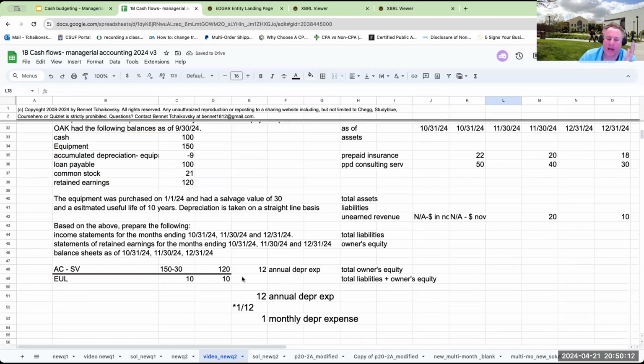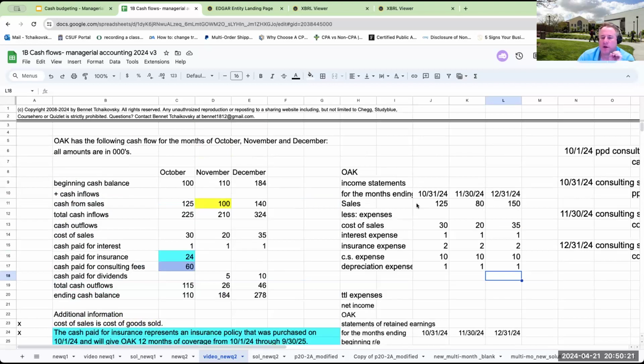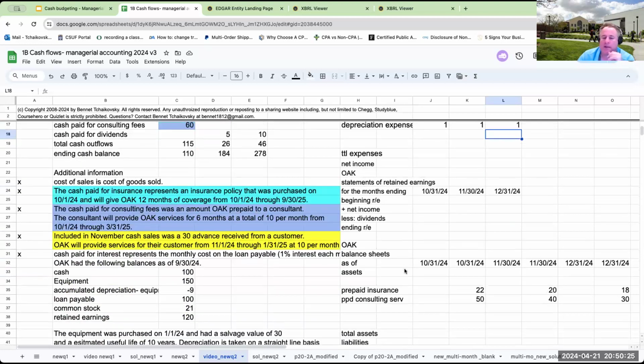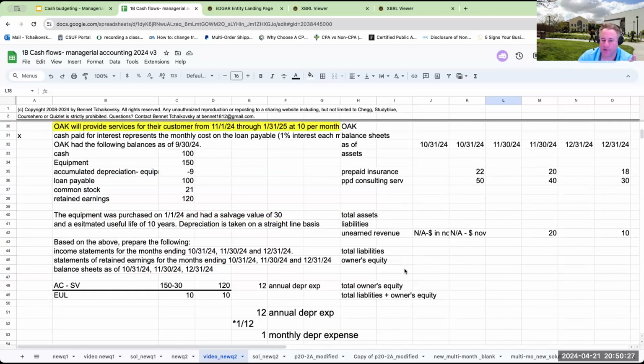Now, how do I know if I did this correctly? Well, the asset was bought on January 1st. I'm doing my income statement starting on October 1st. That means we've had 9 months of depreciation expense. So January, February, March, April, May, June, July, August, September, 9 months. So if I take 9 times 1, I would have had accumulated depreciation of 9,000.